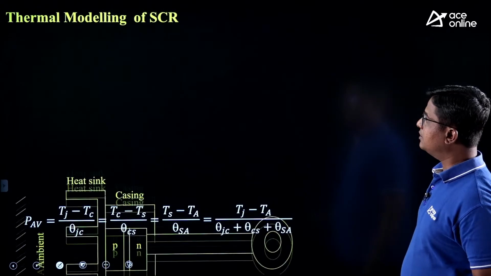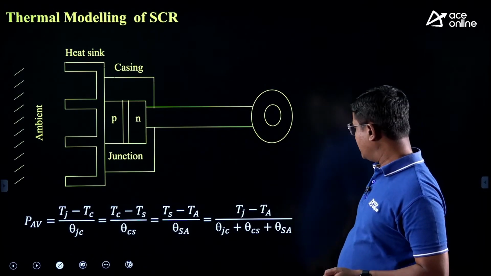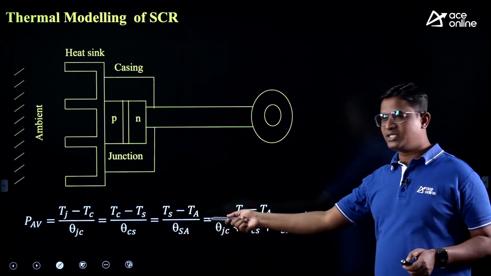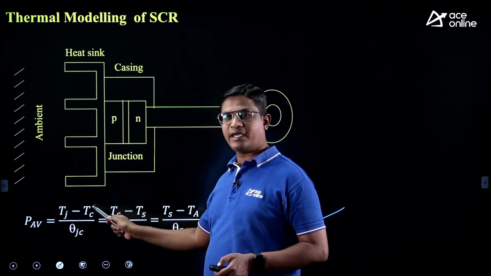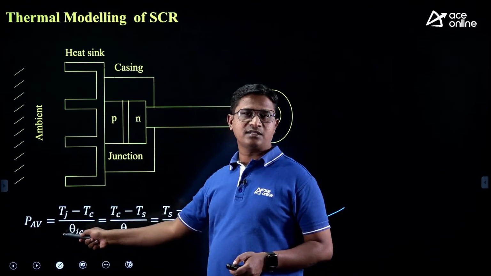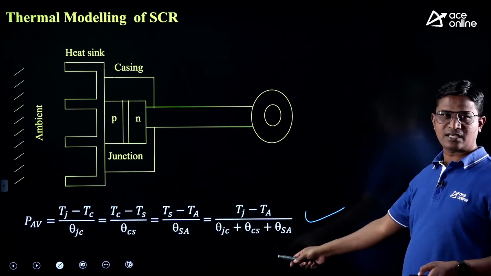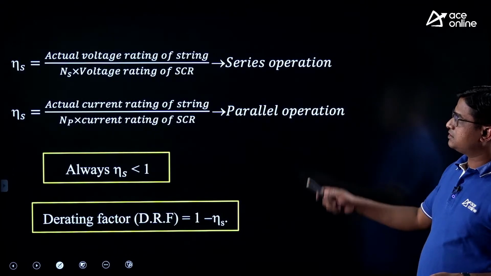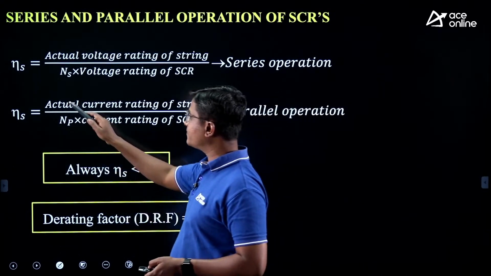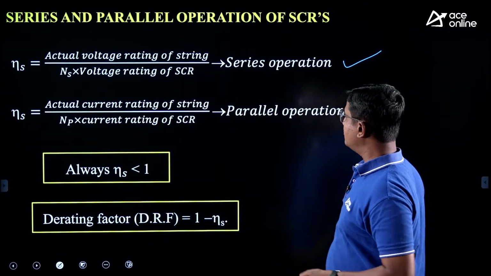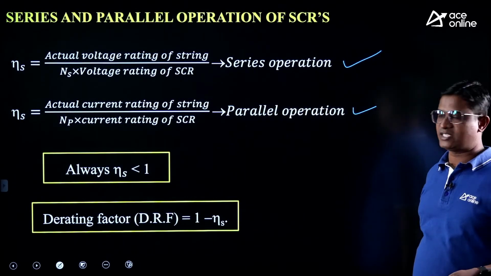Next, thermal modeling of SCR. Regarding the thermal modeling of SCR, these expressions are important. You may get questions on these expressions. Tj is the junction temperature, Tc the case temperature, and theta Jc is the thermal impedance between junction and case. Similarly, we have different expressions. Next, series and parallel operation of SCRs. The important things are string efficiency for series connection and string efficiency for parallel connection. Please go through these expressions.